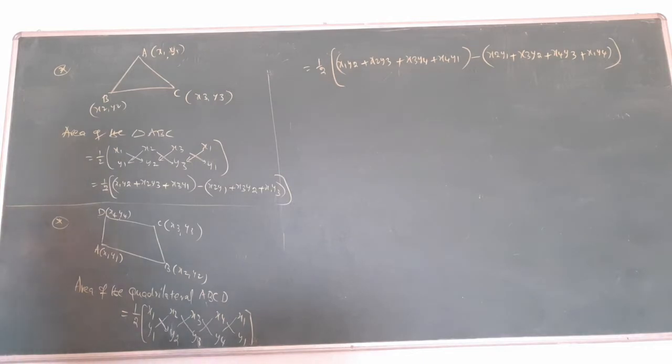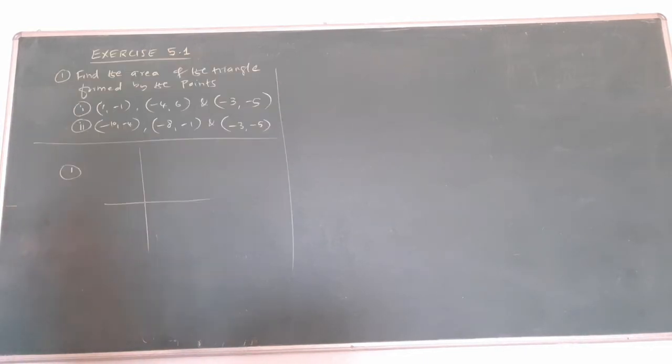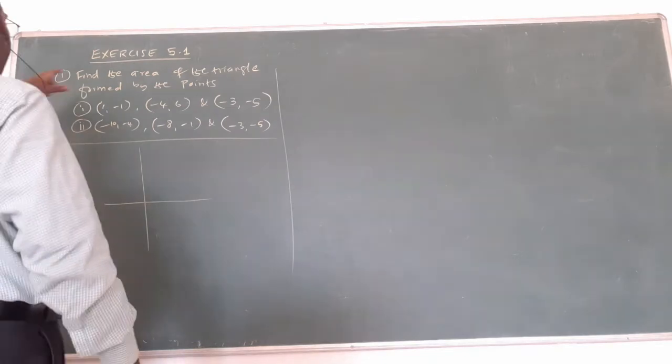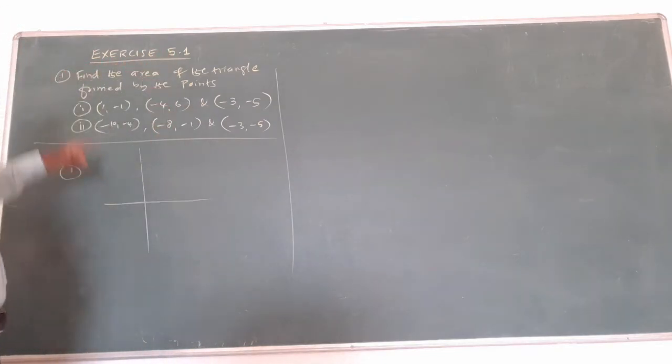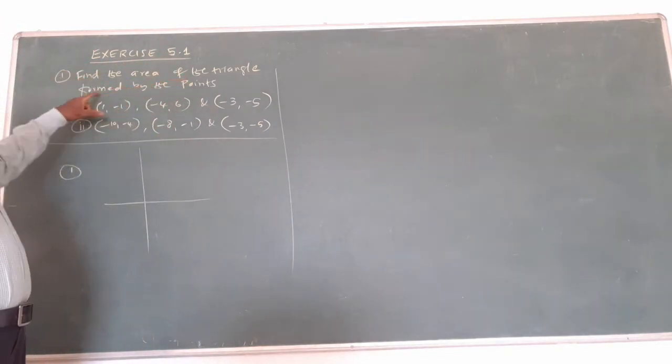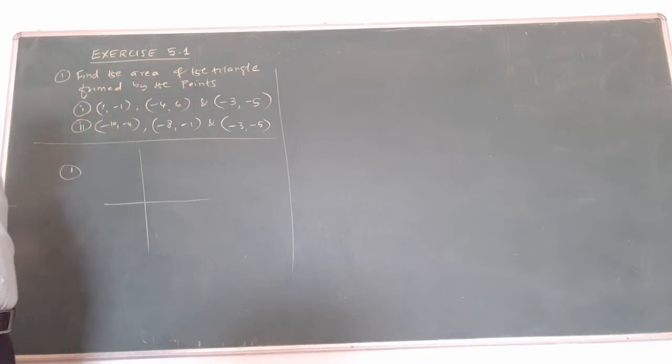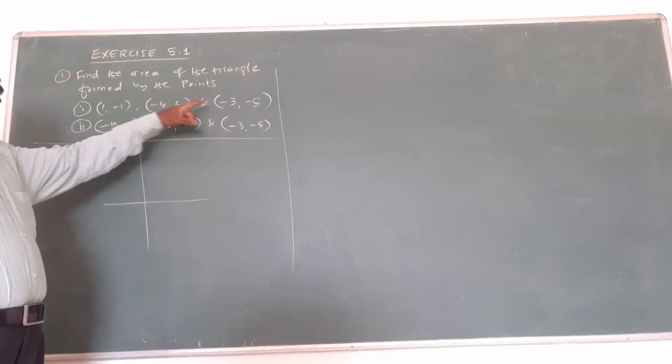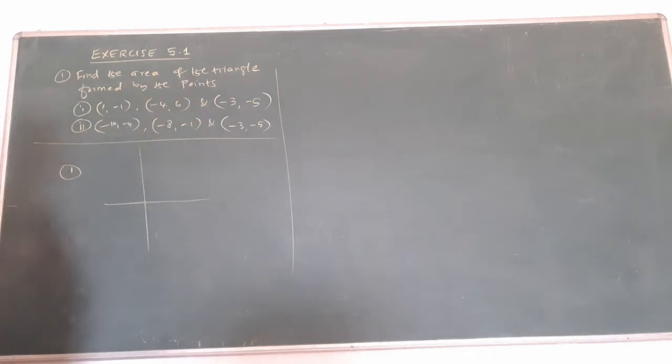Now let us start with the exercise problems. Now listen here. Exercise 5.1. Find the area of the triangle formed with the points. The first one is (1, -1), (-4, 6), (-3, -5). First problem. Second problem is the same.